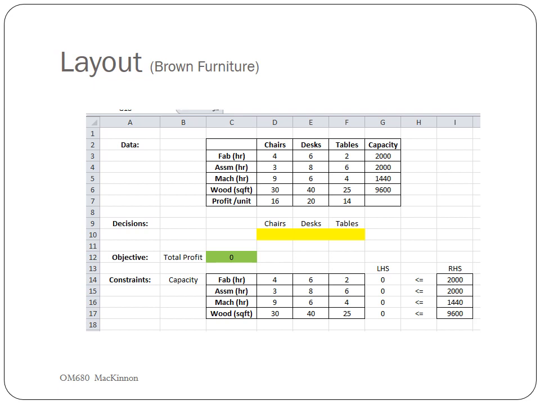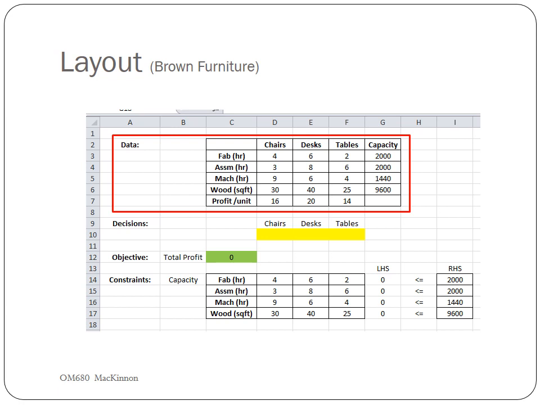So let's take a look at a linear model on a spreadsheet. As I mentioned before, I'm going to be a stickler for form. And this is the form. This is classic linear model form right here. And so this is Brown Furniture. At the top, we have the data. This is everything that we know about this problem, at least numerically. So Brown Furniture makes chairs, desks, and tables. It has fabrication, assembly, and machining and wood constraints.